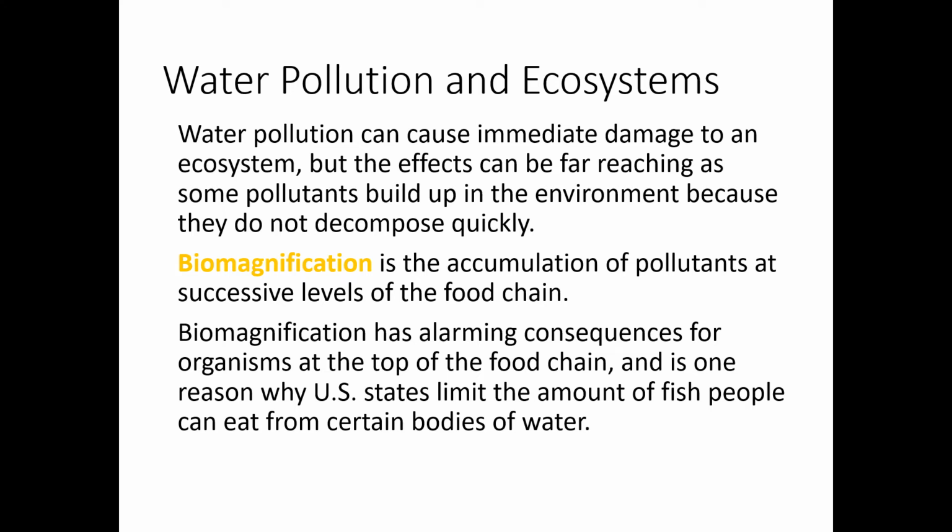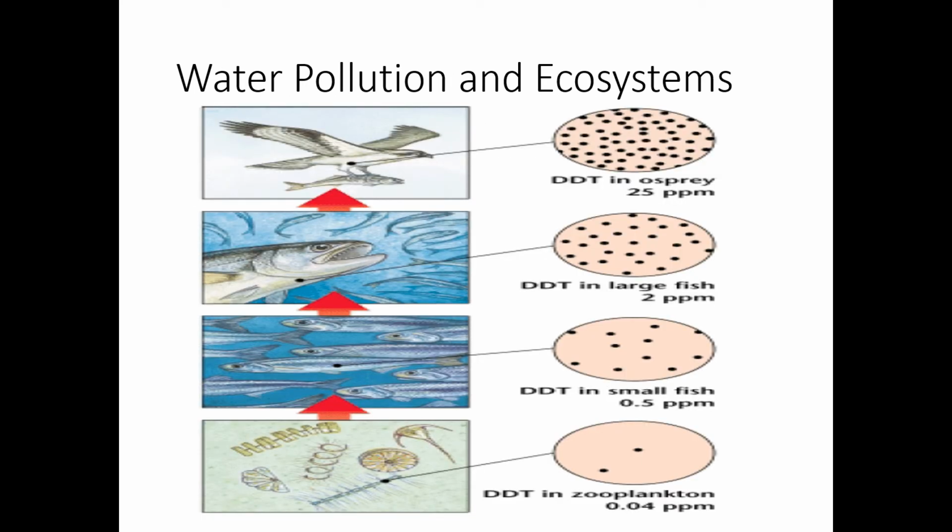So biomagnification, I'll just jump to the next slide and explain the idea. Say you have a zooplankton, some sort of microscopic organism, and a chemical like DDT. In the zooplankton, there's really not a whole lot of the chemical, and it's not a big deal. But say a small fish eats that zooplankton, all of a sudden that pollutant increases by a factor. It goes from 0.04 to 0.5, and then a large fish eats multiple small fish, say 4 small fish, and that 0.5 goes to 2.